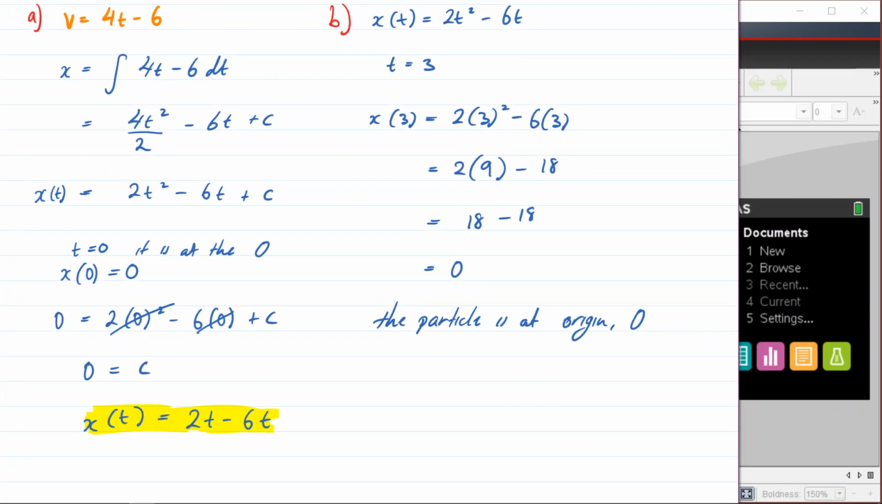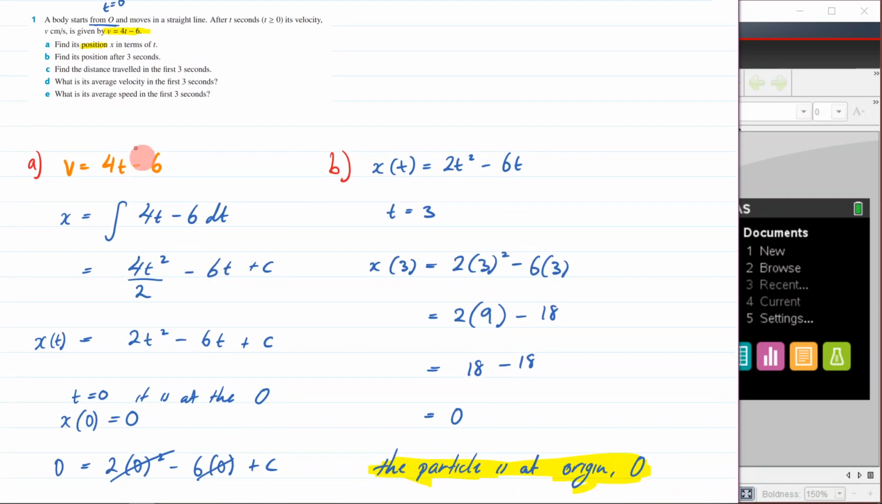Perfect. I do have my CAS there, and I do hope to use it, but we'll see how things go. The next question says, find the distance traveled in the first 3 seconds. Okay, find the distance traveled in the first 3 seconds.